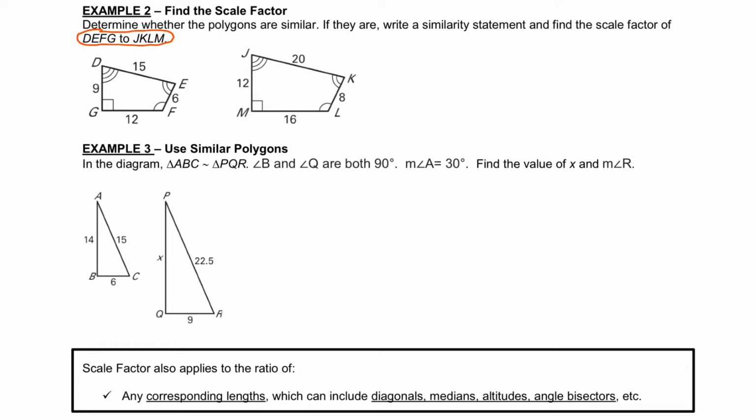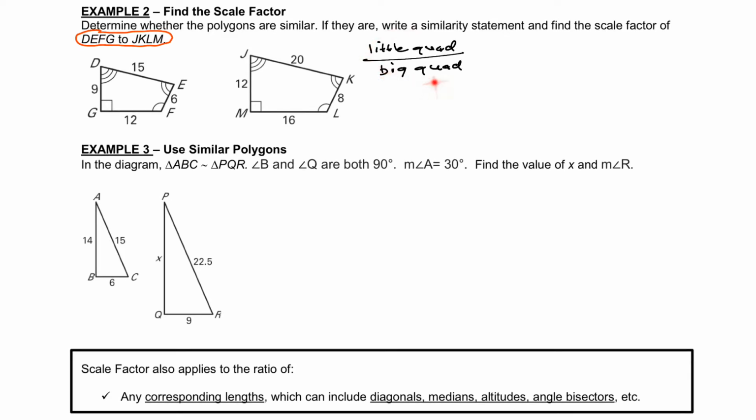But before we can determine whether these polygons are similar, we still need to set up the ratios of the corresponding sides. And again, we're going to do this one little polygon over big polygon, or small quadrilateral over large quadrilateral. So I'm going to make a quick note of that.